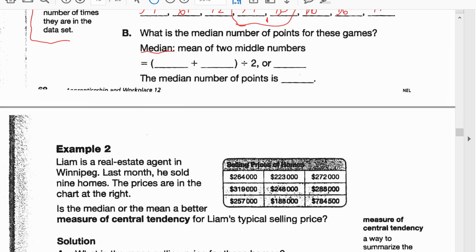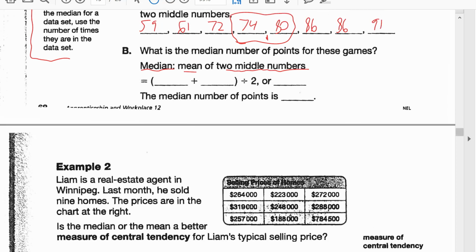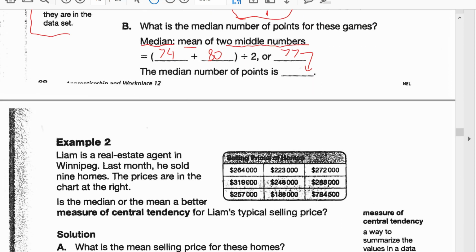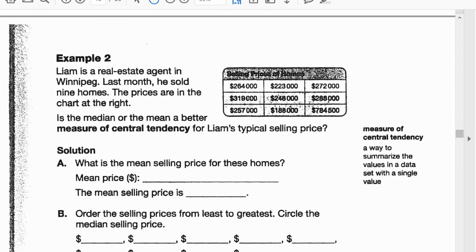So the median is the mean of the two middle numbers. So we have 74 and 80. Well, we're going to add them together and divide by 2, so we will get 77. That's our true median for this data set because we have two middle numbers. And remember mean from 3.1 and 3.2. That's what the mean reference is.